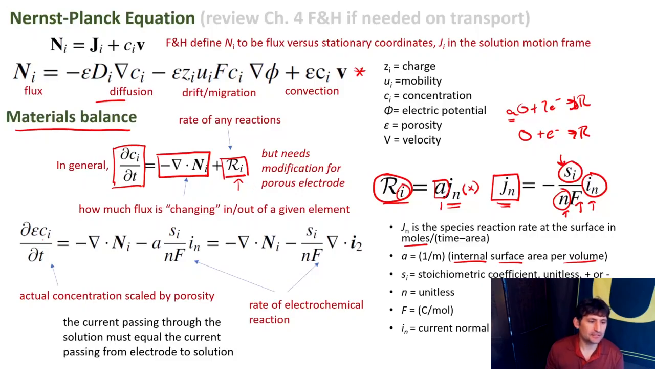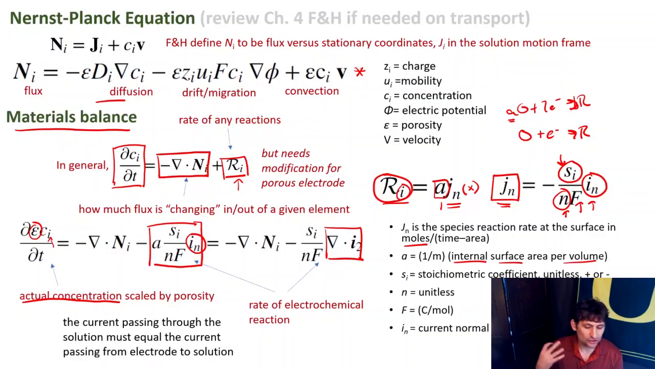We need to modify this very simply for a porous electrode, and we just have to put this epsilon term in here so we can use the actual concentration of the electrolyte and account for the fact that the electrode is not pure electrolyte. Here's again the rate of the electrochemical reaction written explicitly, and we can convert it into the gradient of i2, which is the current coming through the electrolyte. The change in the current through the electrolyte is, of course, given by the interfacial current, because that's what's driving the ionic current, i2, through the electrolyte.